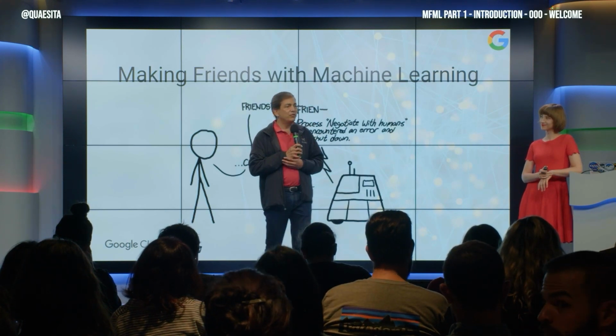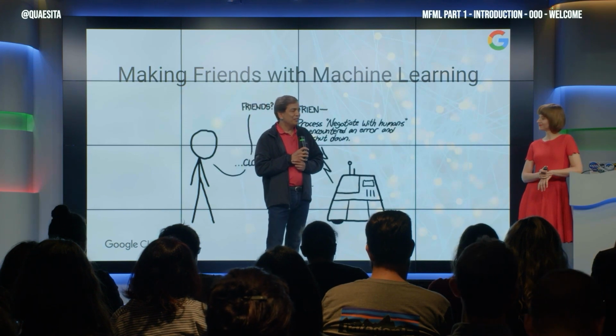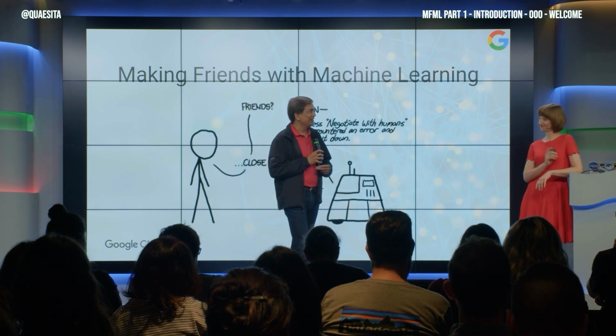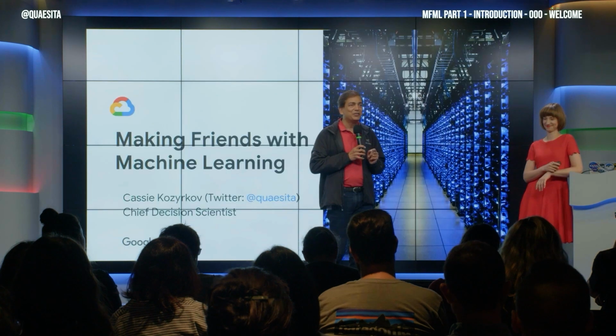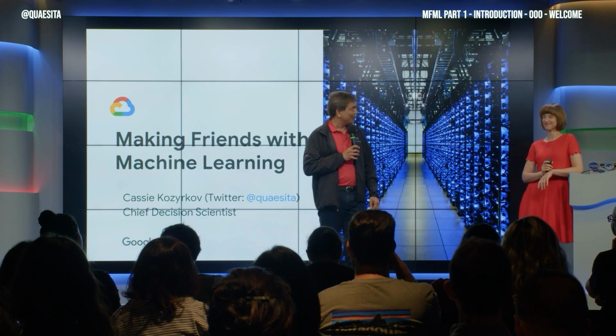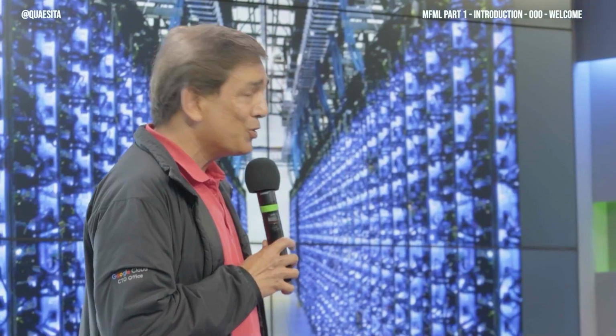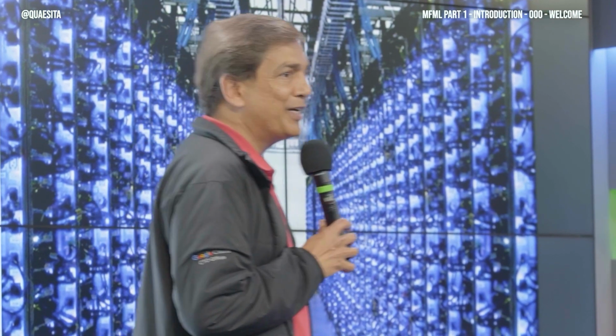Her role is a chief decision scientist at Google Cloud. It just changed from chief data scientist with the office of CTO. So my pleasure to introduce Cassie, and she'll take it from here.